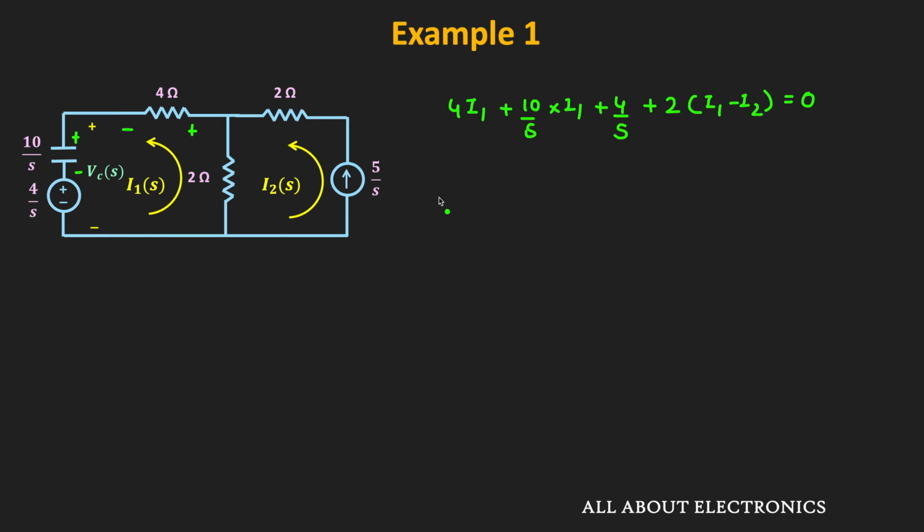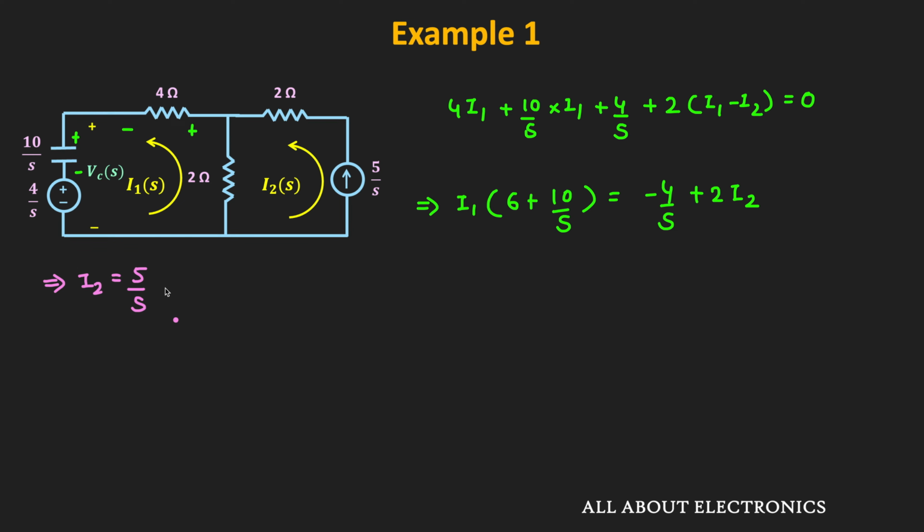Or further if we simplify it, then we can say that I1 times 6 plus 10 divided by s is equal to minus 4 by s plus 2 times I2. And as you can see over here, this current I2 is the same as 5 divided by s. So we can say that I2 is equal to 5 divided by s.